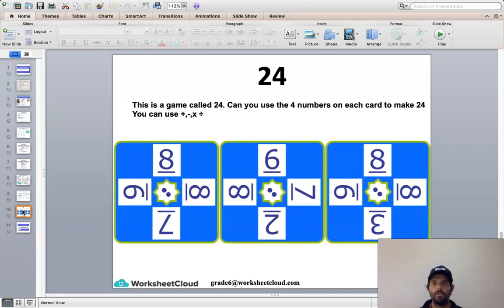You can use 1, 2, 3. You can use all of them. Try to get to the answer of 24 and also see how many different ways you can come up with the answer of 24.